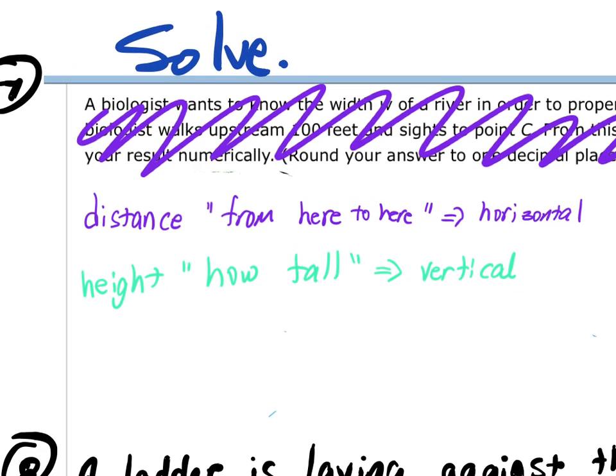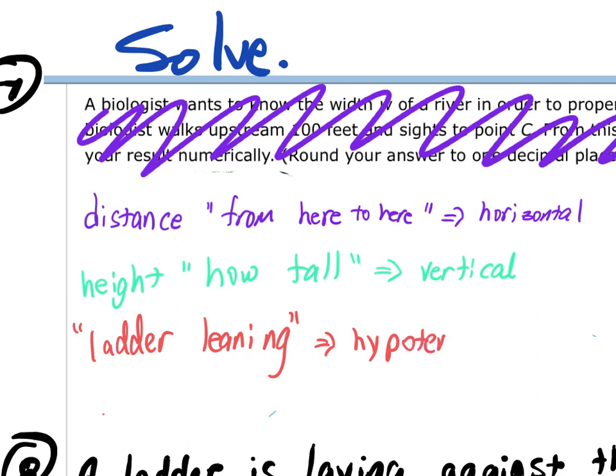And then when they talk about, say, a ladder leaning against something, a conveyor belt that takes something to the top of a roof, or an escalator, something that has a slanted incline, that's the hypotenuse they're talking about. Hypotenuse. Because all of these are going to be about right triangles. We're always going to draw a right triangle when we get these word problems. So you need to understand where the numbers go.